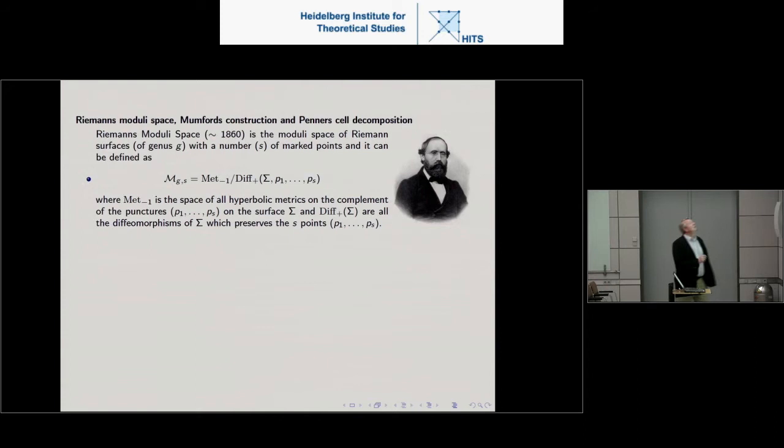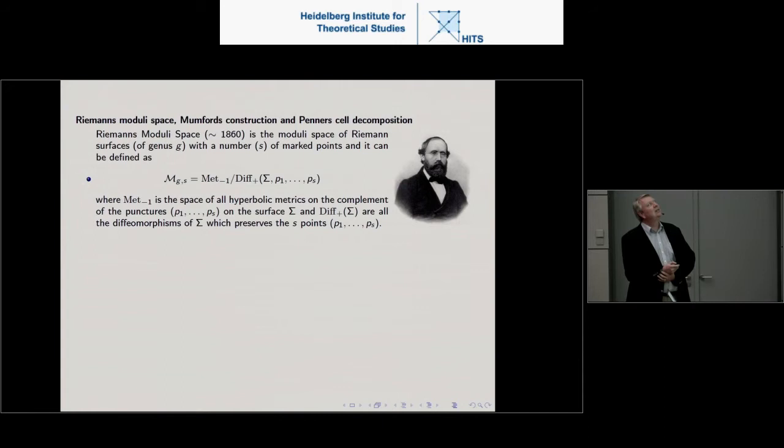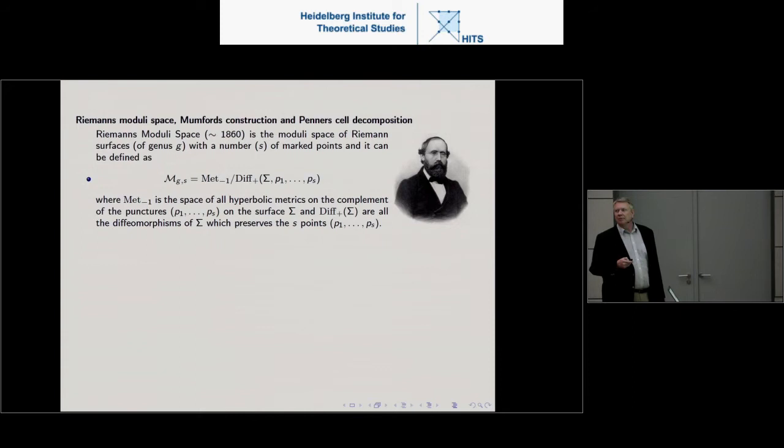And we consider, again, what I talked about before, Riemann's moduli space. This is the moduli space of Riemann surfaces of genus g with s marked points. It can be defined as the space of all hyperbolic metrics on the complement of the punctures, making sure they're complete. I think I said that, yes. Then you take that space and divide by all orientation-preserving diffeomorphisms, and you end up with this finite dimensional moduli space. The oldest moduli space in mathematics, introduced by one of the founding fathers of modern mathematics, Riemann.